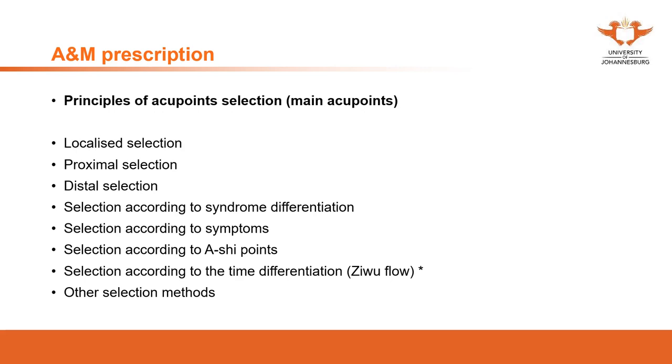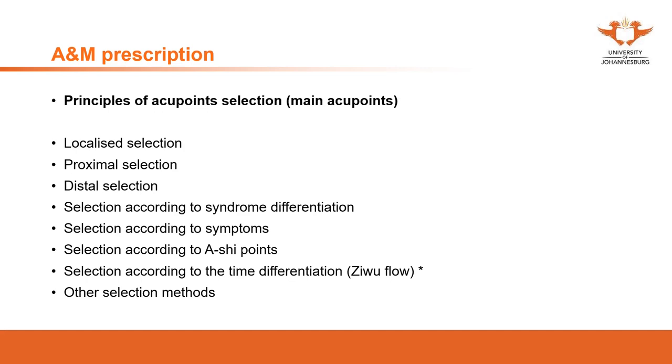Firstly, we're going to select the localized selection or the proximal selection. These two are actually similar, the local or something close by, some points close to the affected area. For example, a patient suffers from toothache. You can select stomach 4, stomach 6. That's the local selection. You also can select the distal selection. For example, for toothache, you can select large intestine 4, because the large intestine meridian links to the gums, to the teeth. So the large intestine 4 also can be used for toothache.